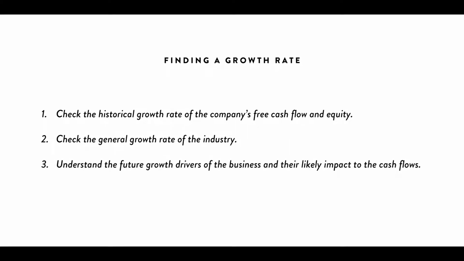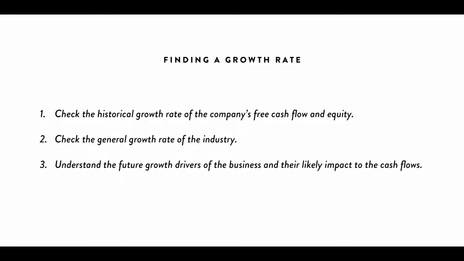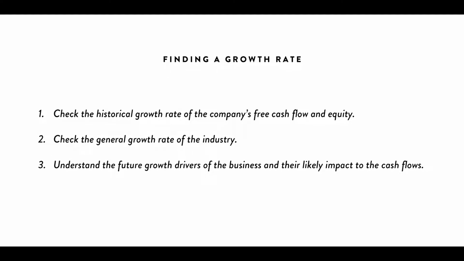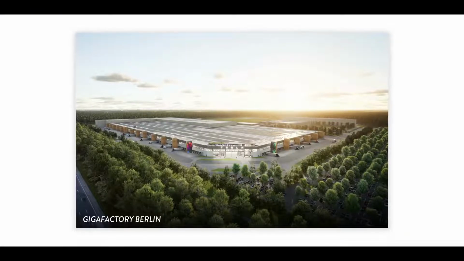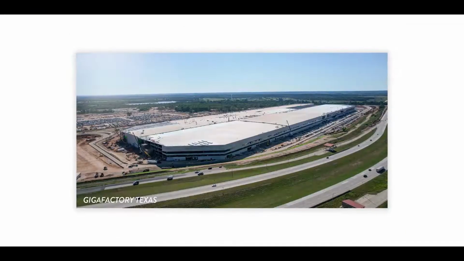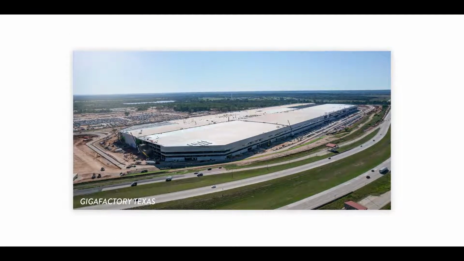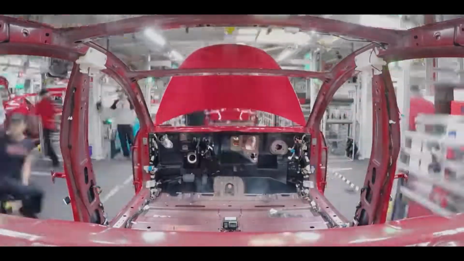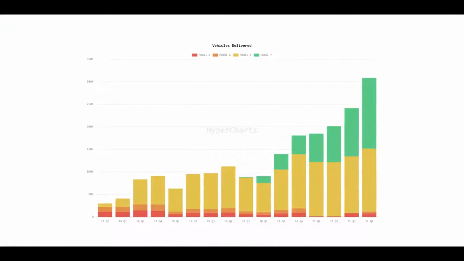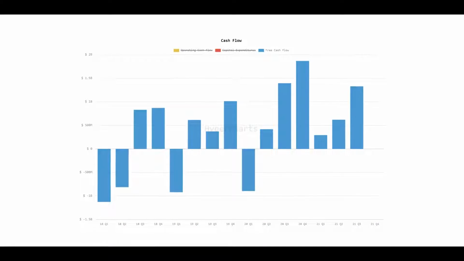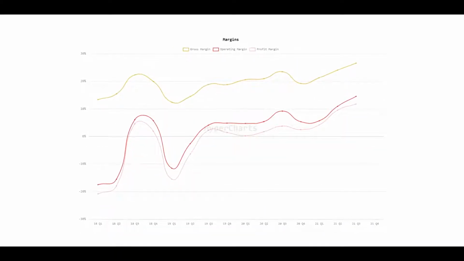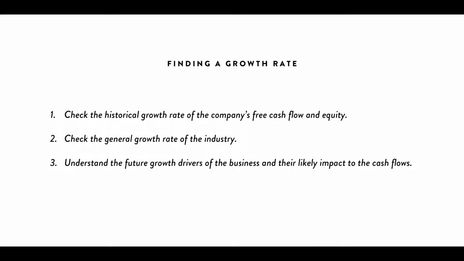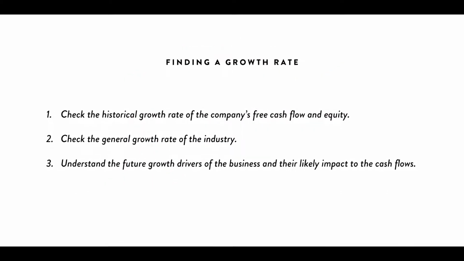And then three, actually understand the future growth drivers for your business and how they will likely impact the cash flows. For example, Tesla right now has 2 new factories that will be coming online across the next 5 years, in fact, across the next year, and they'll be ramping up. So how will those factories impact the amount of vehicle deliveries, and what will that mean for Tesla's free cash flow, considering their current margins? So overall, there's a bit to think about, but these 3 pointers should help you come to a solid idea of an annual growth rate for your business.